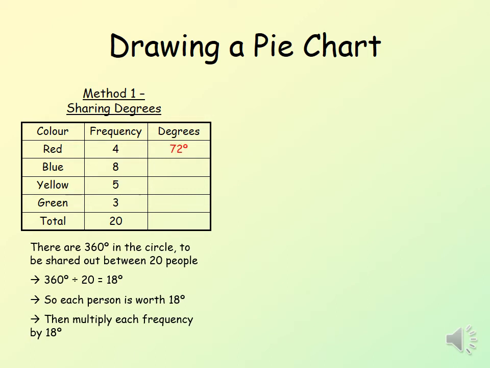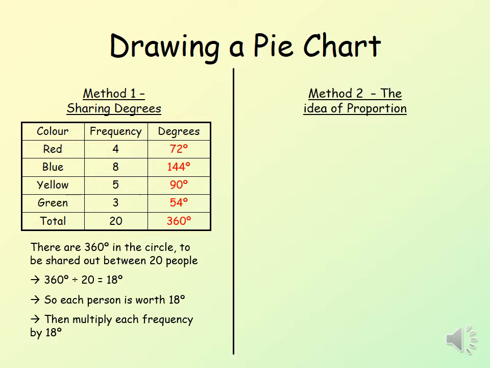Okay, so 18 multiplied by 4 is 72, 18 multiplied by 8 is 144, 18 multiplied by 5 is 90, and one more, 18 times 3 is 54, and of course the total must always add up to 360. So you must check that it adds up to 360.